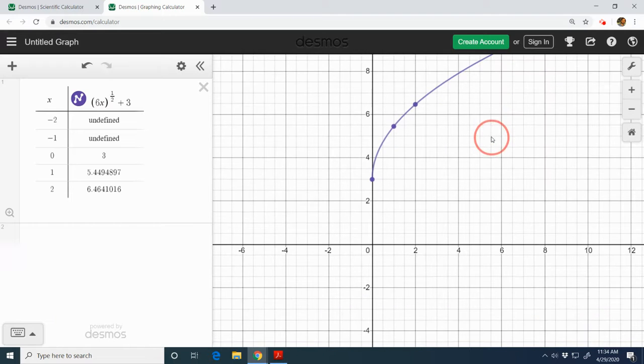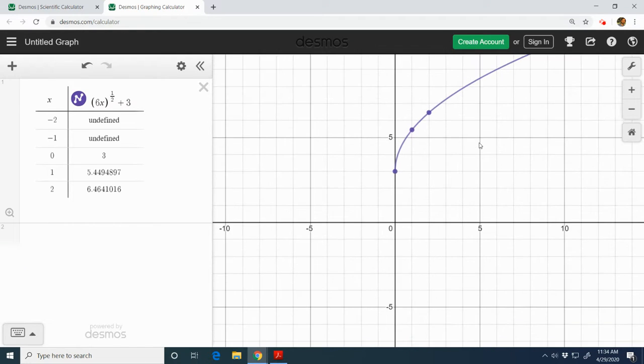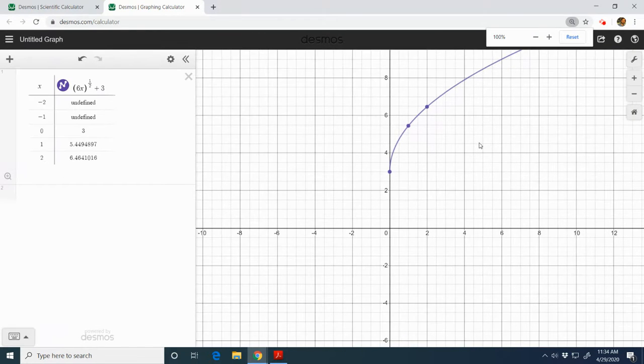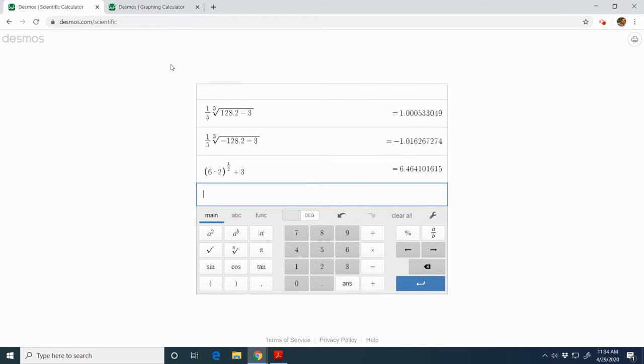You can always zoom in and out on the graphing calculator. But yeah, I think that's about it. Let me know if you have any questions in the comments, and maybe I'll make a second video.